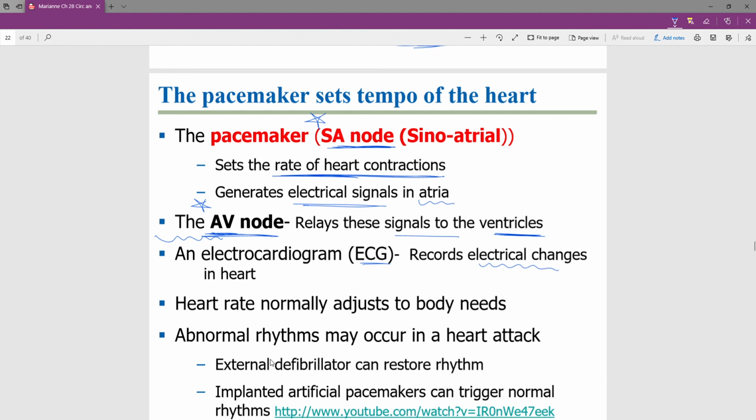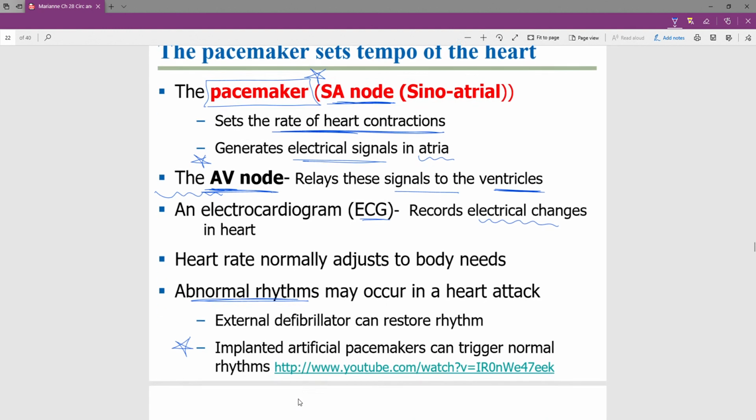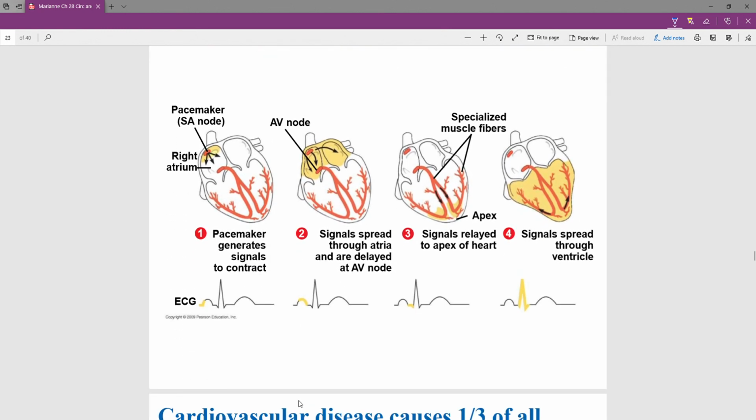Normally, your heart rate adjusts to your body's needs. You can have problems in your heart and develop abnormal rhythms. And so we have a lot of technology in the artificial pacemakers that can be implanted to keep your heart beating properly. There's a great little video here that illustrates some of the advancements in pacemakers. And again, they talk about the Purkinje fibers and that you have this real pacemaker, the SA node, and how the AV node is related to that. So this is really what it's talking about.